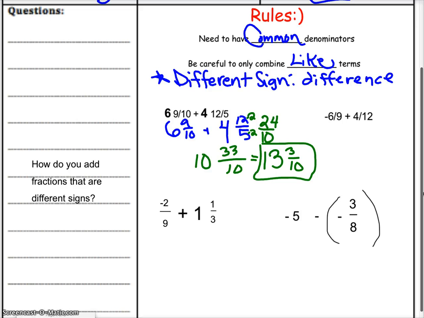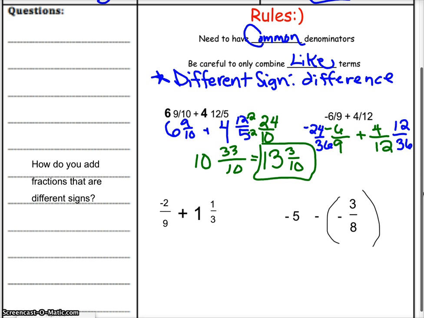Negative 6 ninths and 4 twelfths. So this was negative 6 over 9 plus 4 over 12. What's our common denominator? 36. So I went 9 times 4 is 36. Negative 6 times 4 is negative 24. 12 times 3, 4 times 3 is 12.